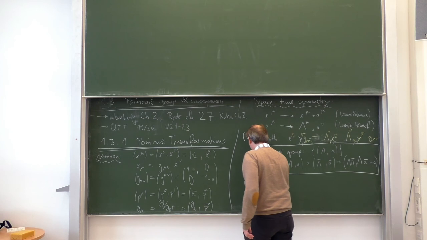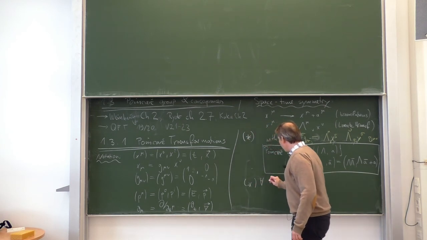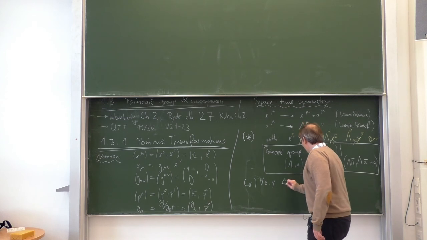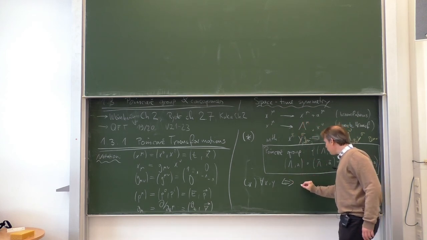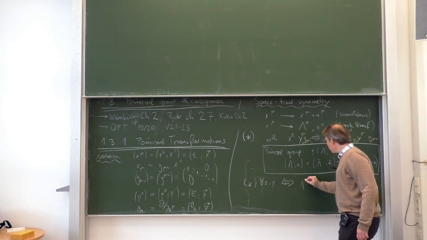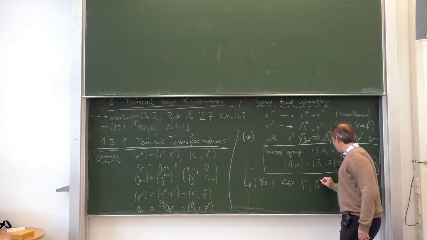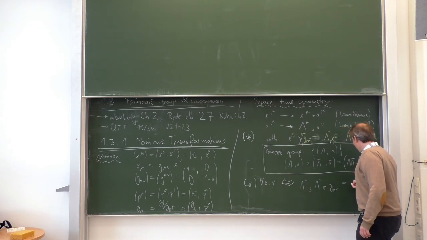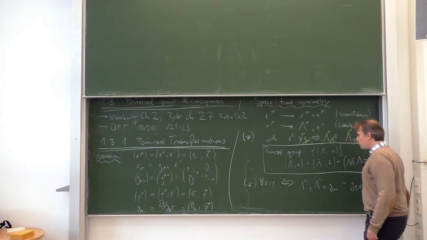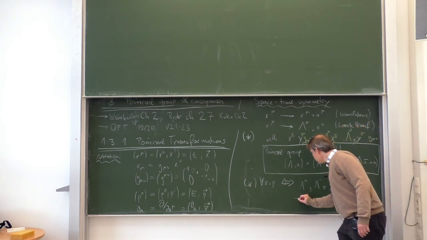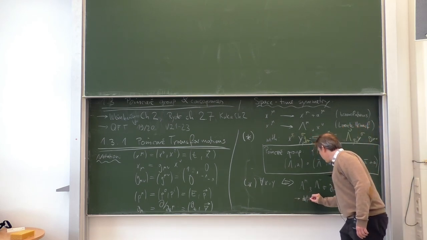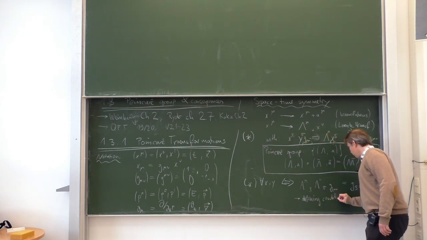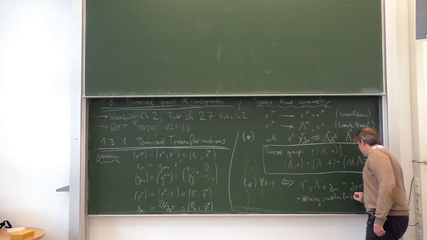So that means star is valid for all x and y if and only if the following equation is valid, namely lambda mu rho times lambda nu sigma times g mu nu is equal to g rho sigma. This is then the defining condition for Lorentz transformations.